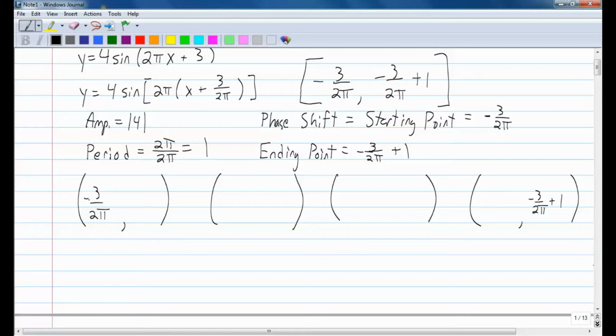Alright, so negative 3 over 2 pi plus what? Well, we have to come back and look at the period. You take the period and divide by 4. So the period divided by 4 is 1/4. That's what we're going to add to each significant value to get the next significant value. So I'm going to say negative 3 over 2 pi plus 1/4. I start my next subinterval with that same value and then add 1/4 again. 1/4 plus 1/4 is 1/2. So negative 3 over 2 pi plus 1/2.